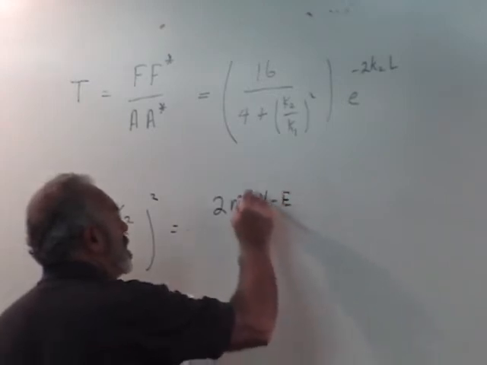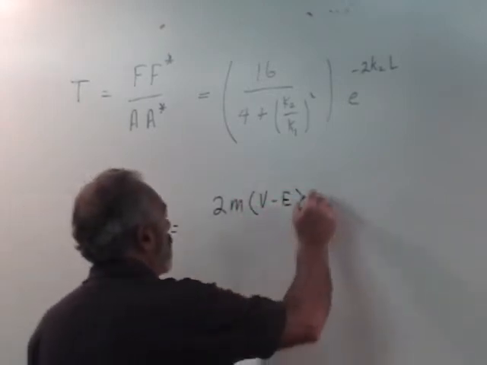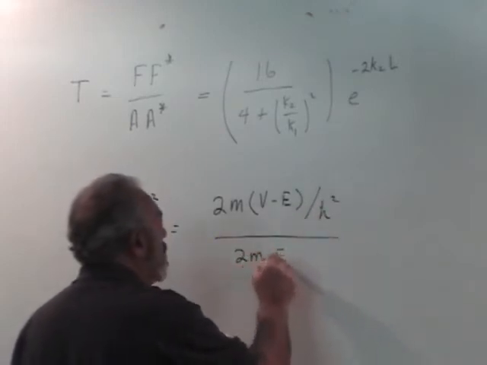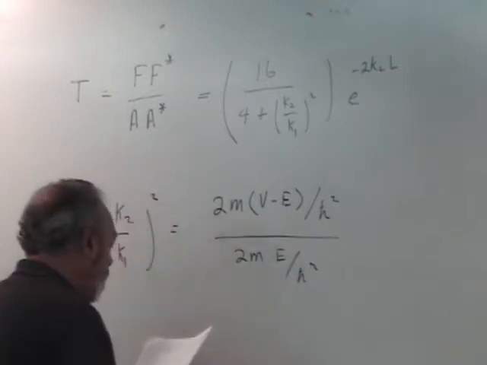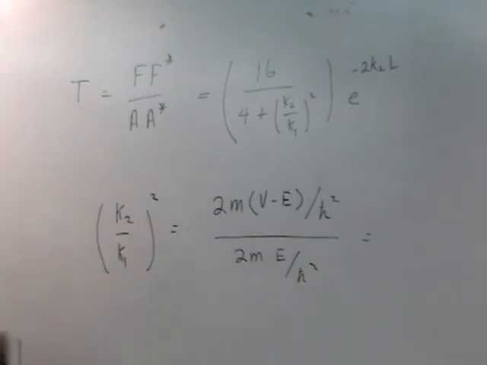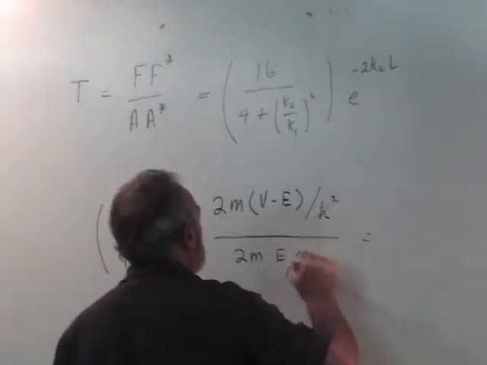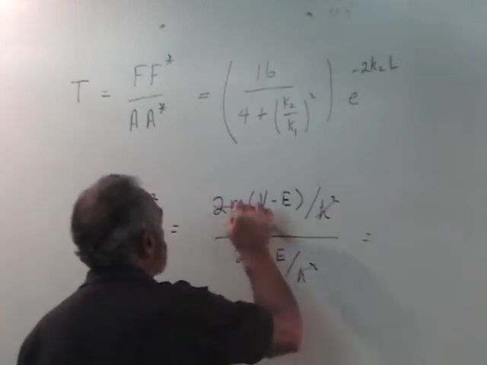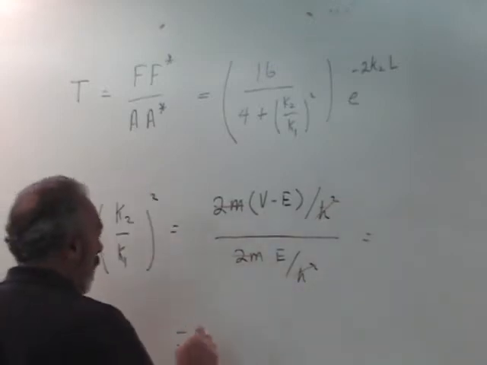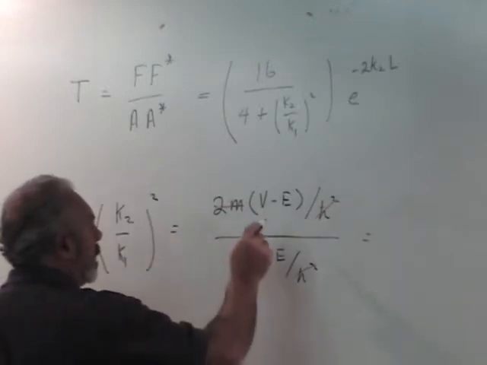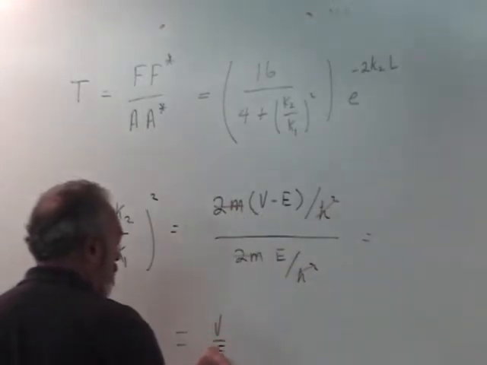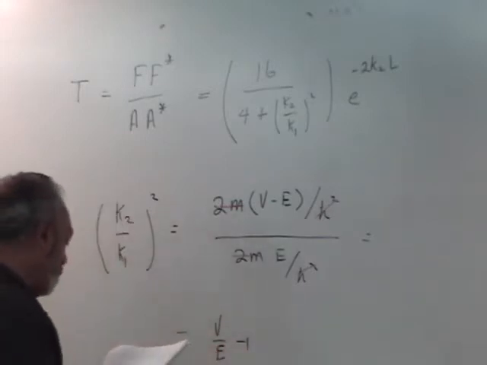V minus E over h bar squared divided by 2mE over h bar squared. Of course, as you can see, immediately the h bars go away. h bar squared goes with h bar squared, 2m goes with 2m. And we end up with, let's write it down here instead of over there, V over E minus 1 is what we have for this one.